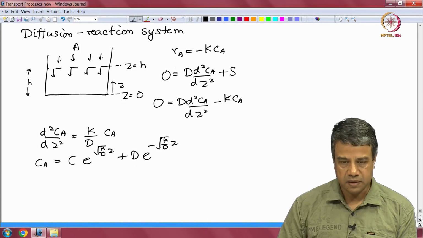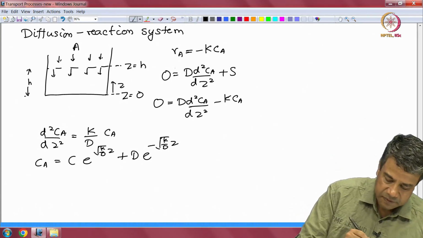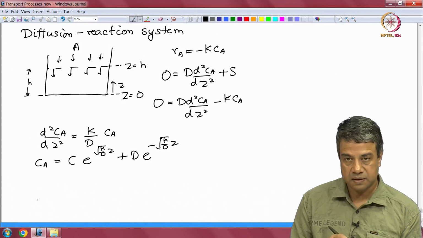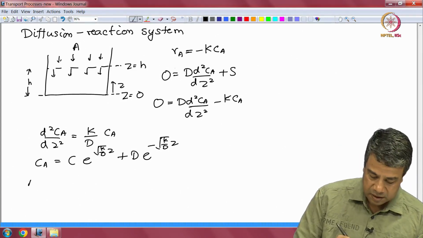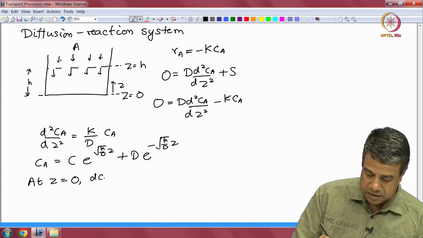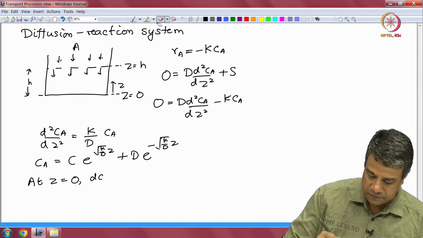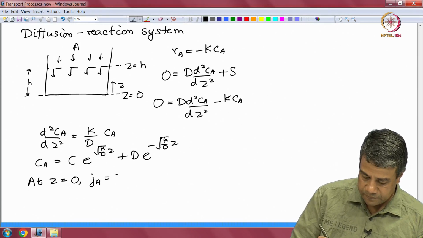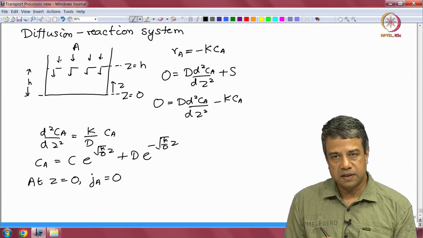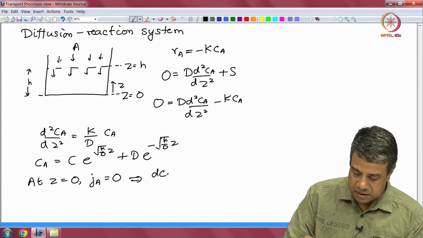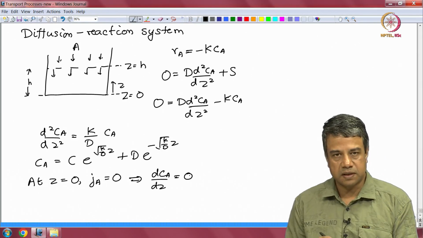Now, what are the boundary conditions? The bottom surface is of course a solid surface. So, there is no diffusion at that solid surface, which implies that at Z is equal to 0, the flux is equal to 0. Flux equal to 0, from Fick's law of diffusion, implies that dCA by dZ is equal to 0. That is the boundary condition at the bottom surface.